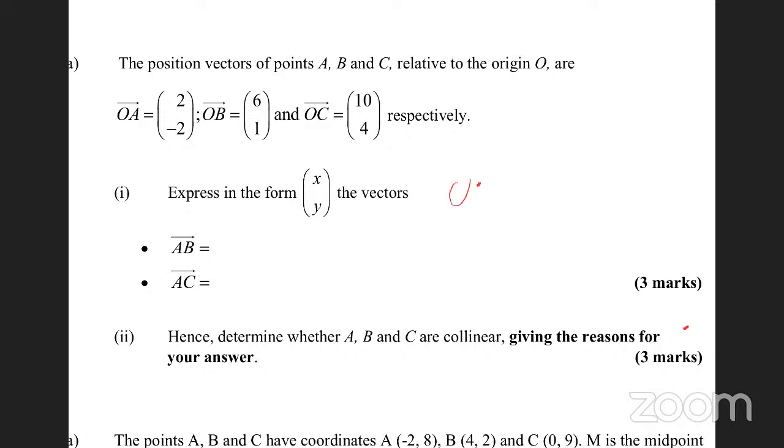Here's your O. You have your A, you have your B somewhere, probably have your C there, right? It's a sketch, you don't have to be perfect, because they ask us to show collinear later on. Nice. What are we doing from here now?